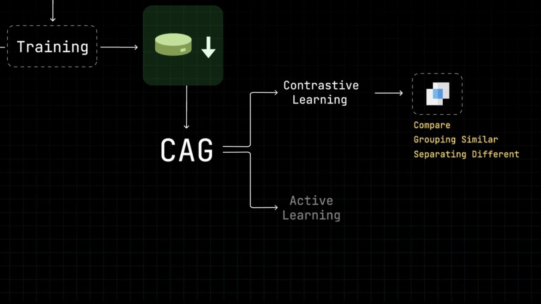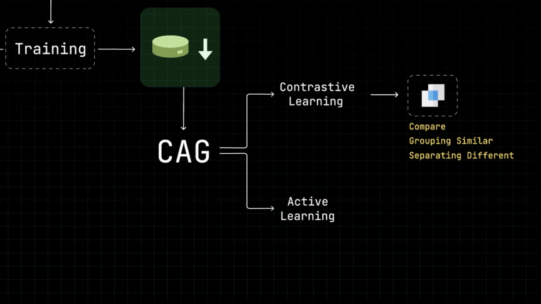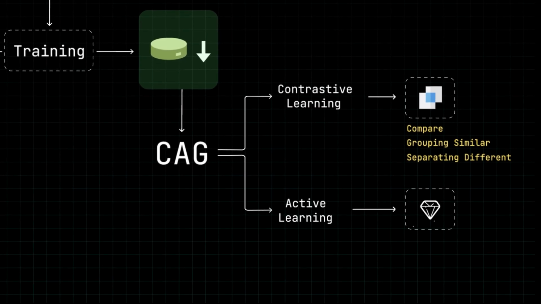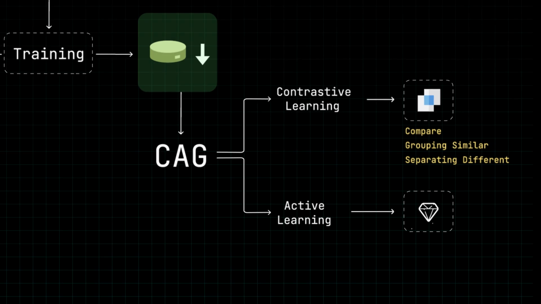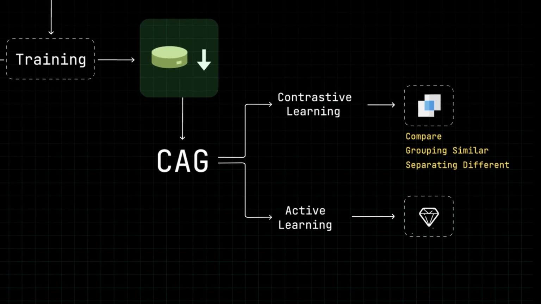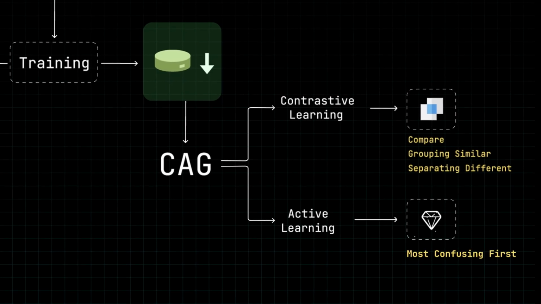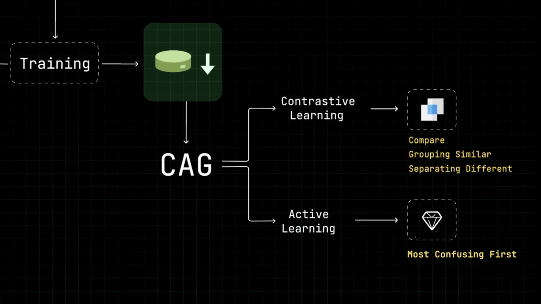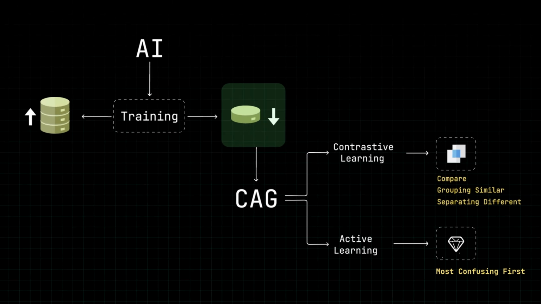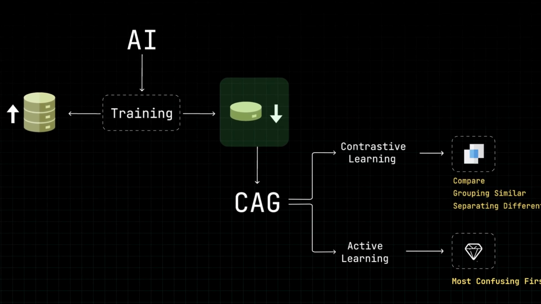Second thing, active learning. Rather than learning everything, AI focuses only on the most valuable information. Just like when we study, we don't memorize the entire textbook. We focus on the important topics. AI does the same, learning from the hardest, most confusing data points first to improve quickly. This means AI doesn't just memorize, it actually understands.